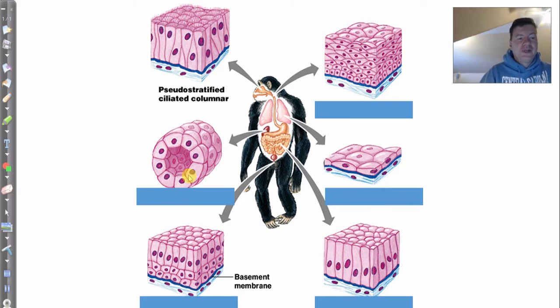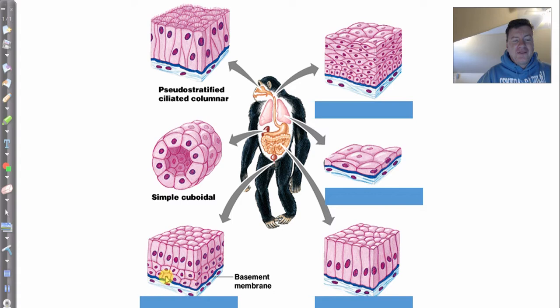Down here we have no basement membrane, but we have a tissue that has only one cell layer to it. Okay, only one layer of cells. And these cells are more cuboidal. So this would be simple cuboidal epithelium. Very common in glands. Okay, how about down here?